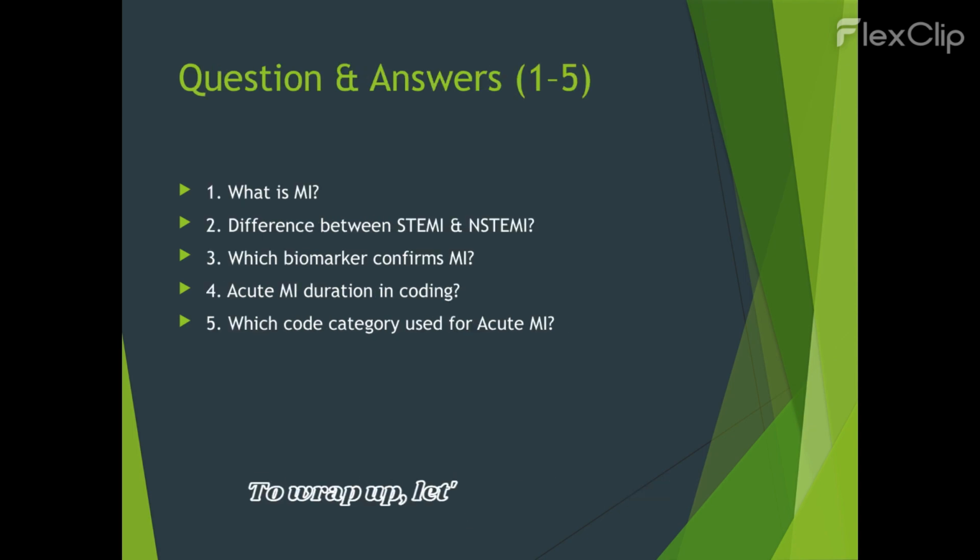To wrap up, let's test our knowledge with some quick questions. Can you define what an MI is in your own words? Do you know the difference between a STEMI and an NSTEMI on an ECG? Which specific biomarker is the gold standard for confirming an MI? And remember our coding rules. How long does the acute phase last, and which code category do we use for the initial event?